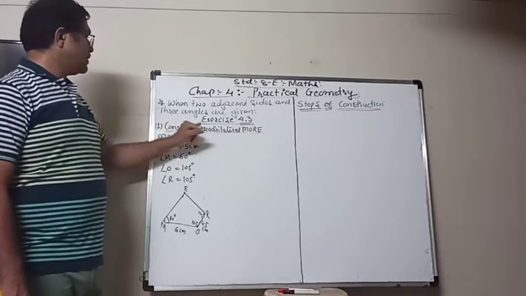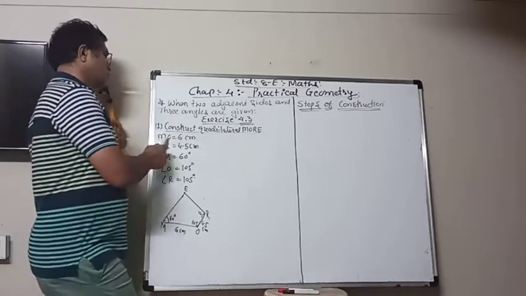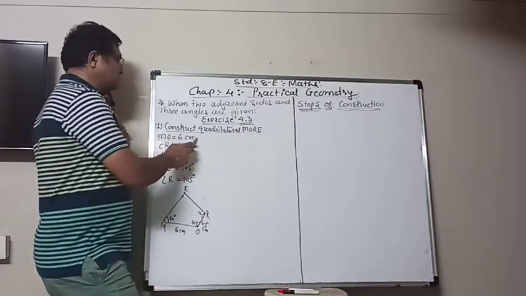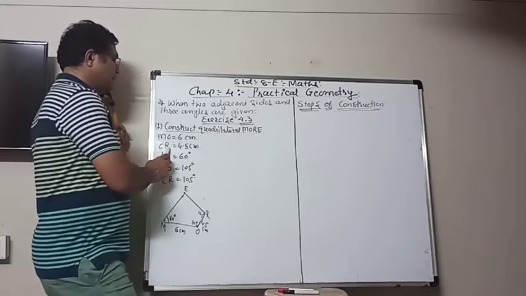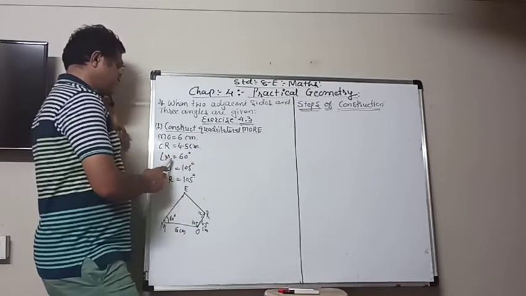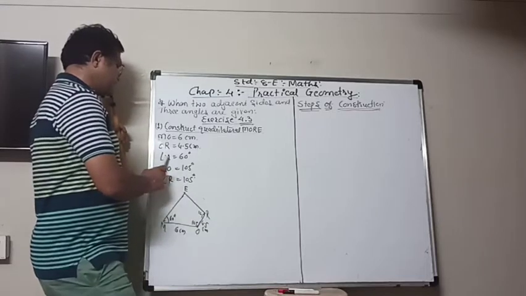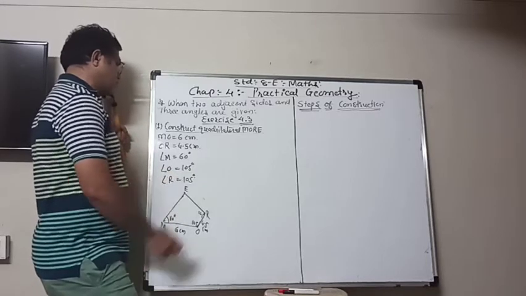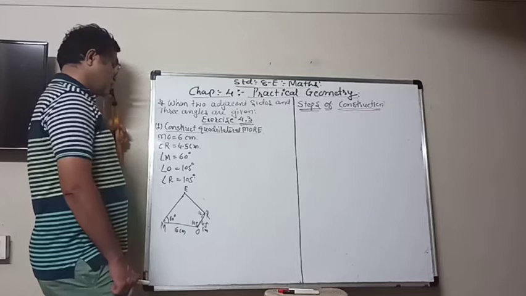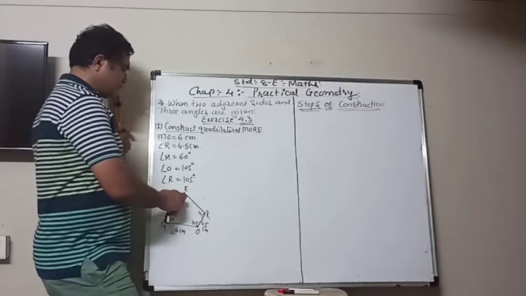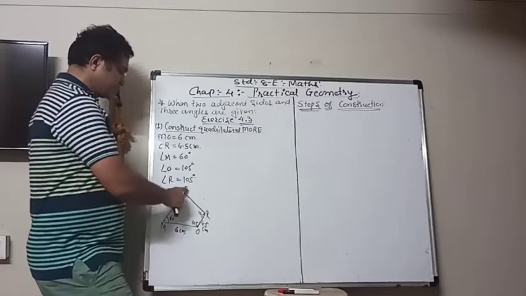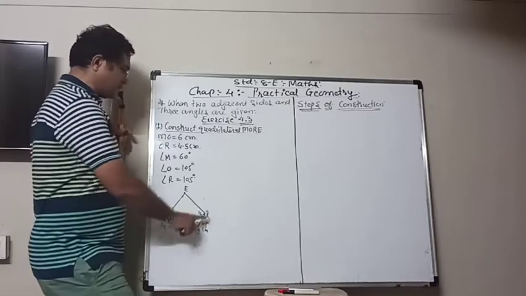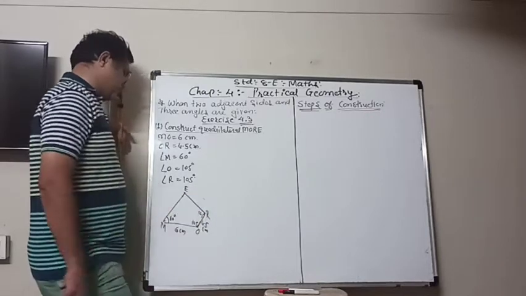Now in exercise 4.3, the first question is to construct the quadrilateral MORE, in which MO is 6 cm and OR is equal to 4.5 cm. These are the two adjacent sides, and three angles are given: angle M 60 degrees, angle O 105 degrees and angle R also 105 degrees. So first, as I already explained to you, we have to draw a rough figure in which angle M is an acute angle of 60 degrees, the other two are obtuse angles of 105 degrees, and the two sides are given.